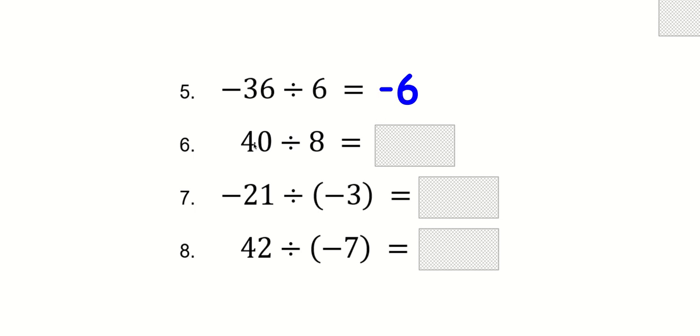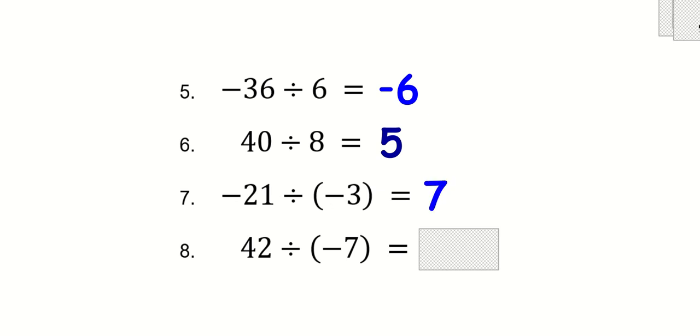A positive 40 divided by a positive 8, that's going to be a positive 5. I will not make any more mistakes. So here we go. A negative 21 divided by a negative 3, that's going to be a positive, right? Two negatives make a positive, positive 7. But here the answer is going to be negative because we have a positive 42 divided by a negative 7. So that's going to be negative what? Negative 6. And I believe that's it.